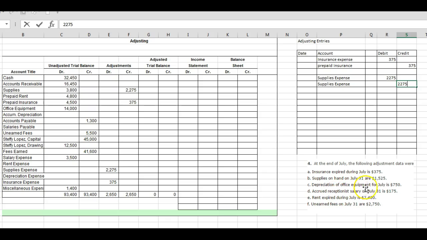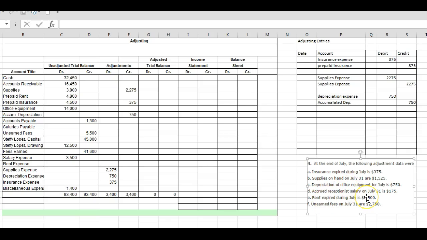Now it talks about depreciation of office equipment, and they tell us it's $750. So that means I need to create an entry and an adjustment of depreciation expense, $750, and that goes to accumulated depreciation as a credit for $750. So over here, for your entry, it's depreciation expense, debit, $750, and accumulated depreciation, credit, for $750. So that takes care of the third one. That's C.